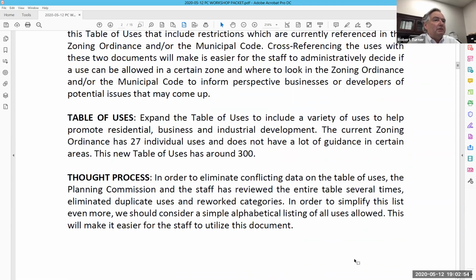Table of uses, expanding that table of uses, so a variety of uses. Right now, there are only 27 different uses listed. We have on the table of uses about 300 uses on there. And one of my other goals was to eliminate conflicting data on the table of uses. In the zoning ordinance before this one, there were multiple uses that had almost the same use, but it was all messed up. So we're trying to eliminate that, and I think we've done a pretty good job so far of eliminating all those conflicting uses.